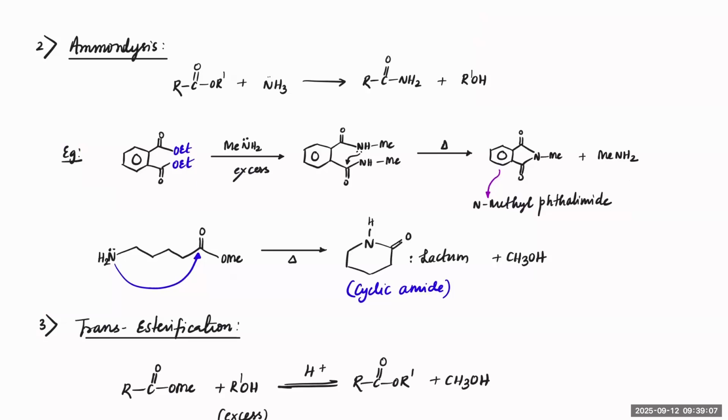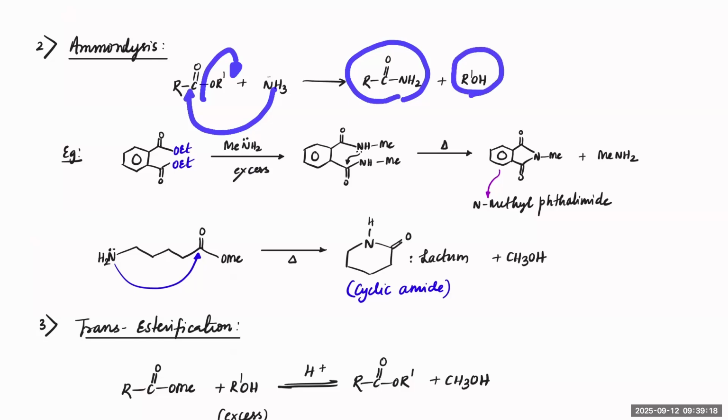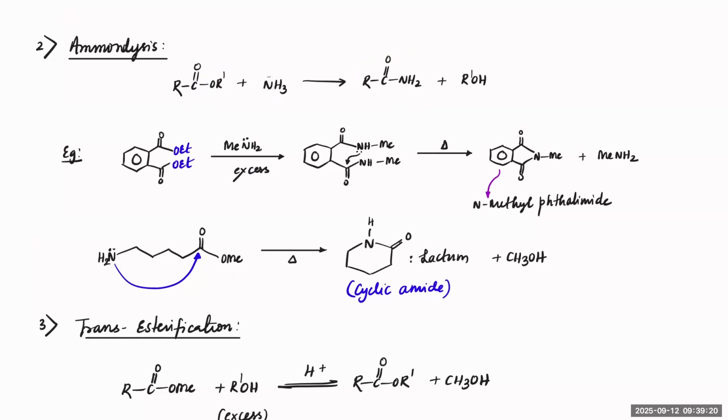Next is ammonolysis. Okay. So if you have an ester react with ammonia, ammonia will attack here. The RO group will come out. So you'll get an amide and alcohol. This is ammonolysis.